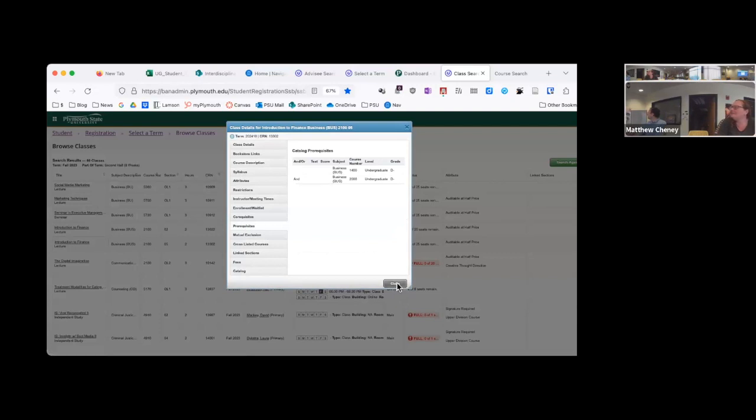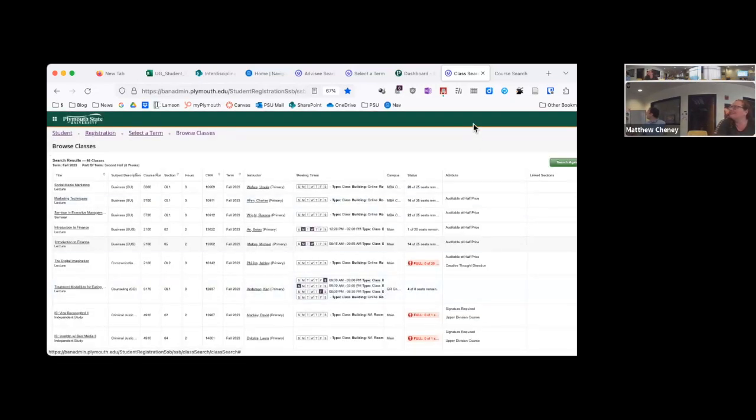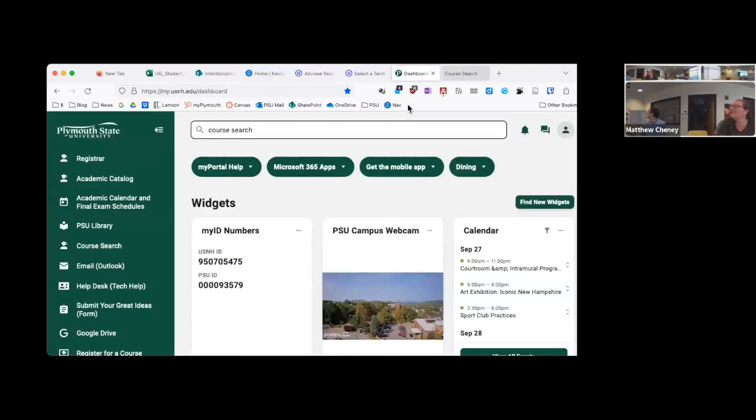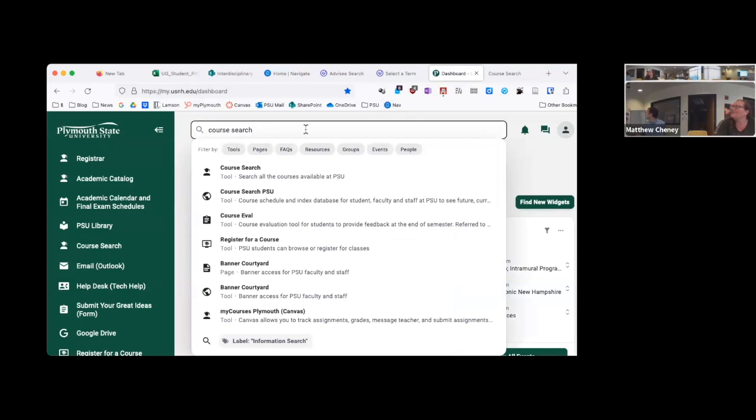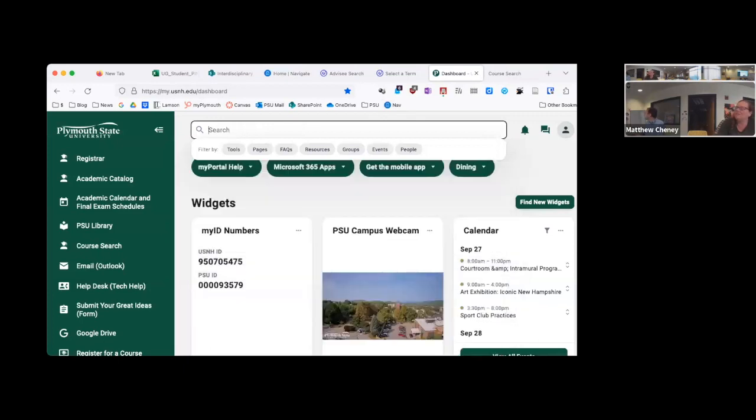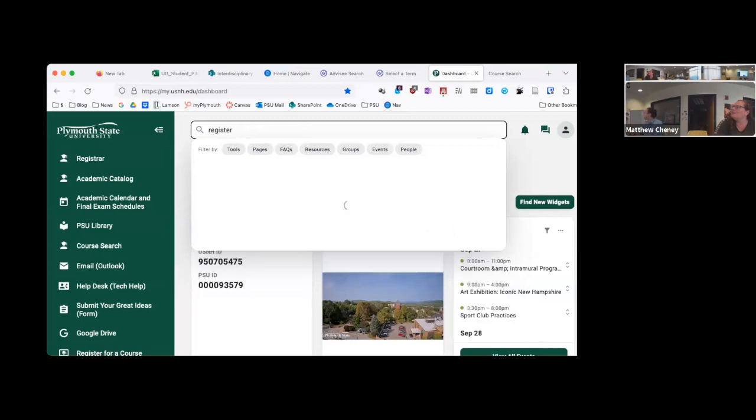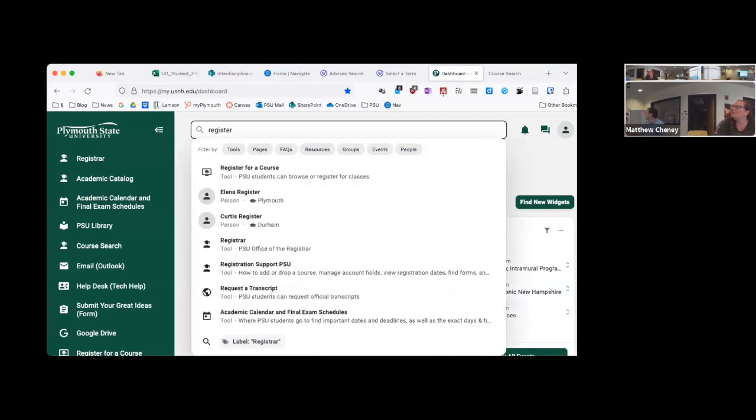And a lot of the times we as advisors don't necessarily use that. So I think it's important for us to know how students go in. On our SharePoint, I have step-by-step instructions on how students can look up classes, if you want to. And that was just the tool to register for a course. Yes.